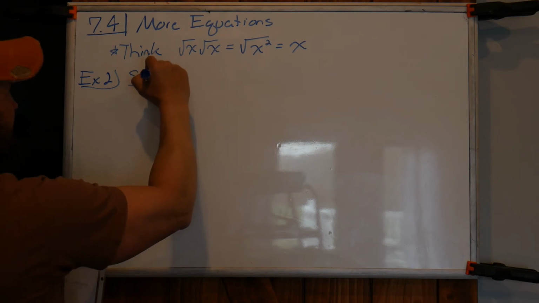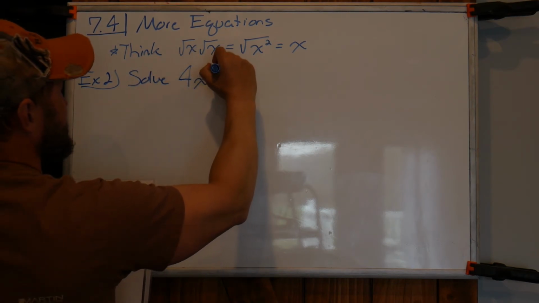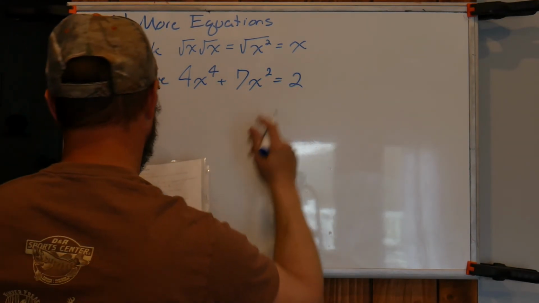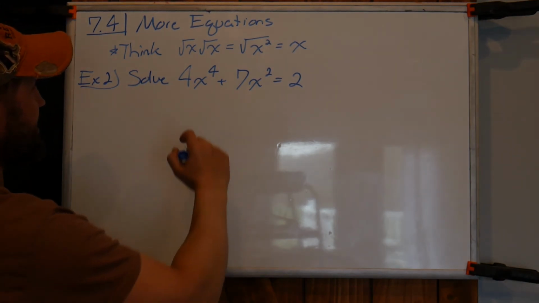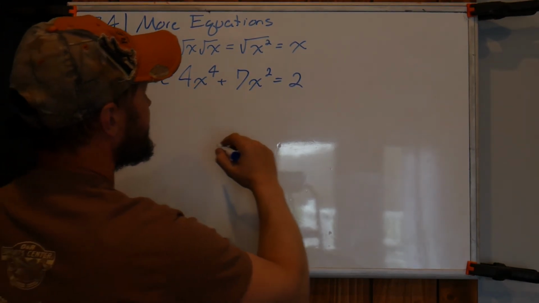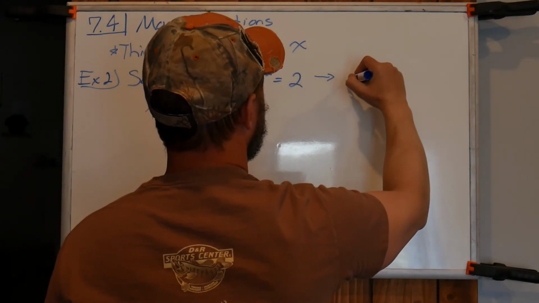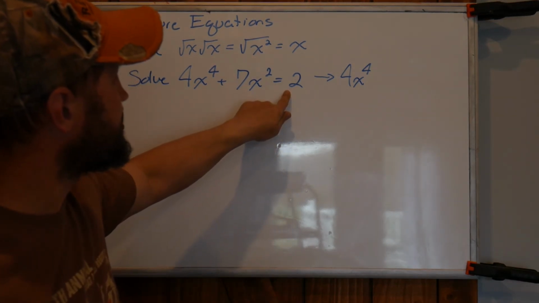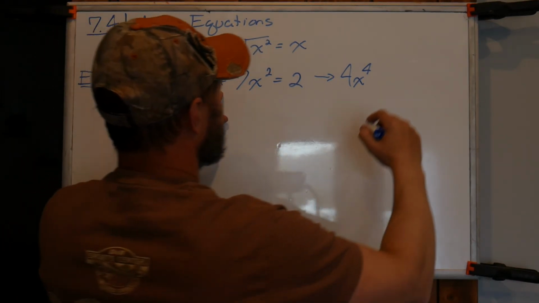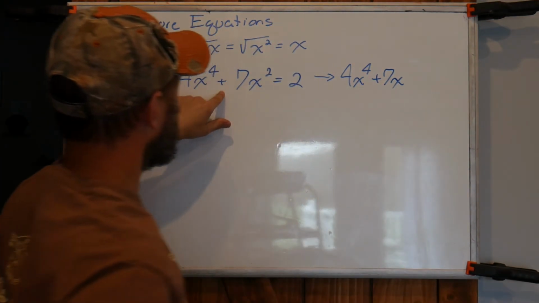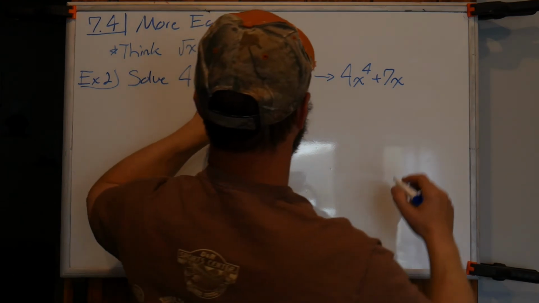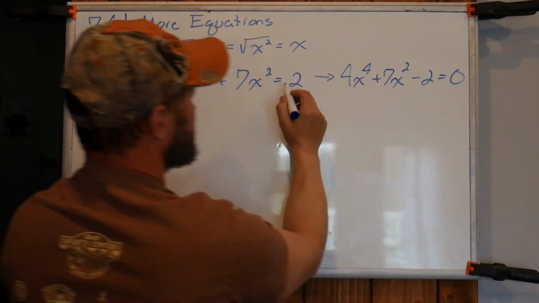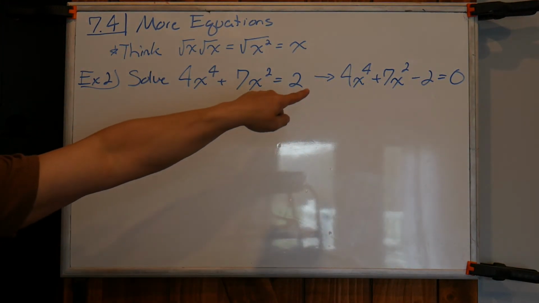We have solve 4x to the 4th plus 7x squared equals 2. So first off, what I am going to do, hopefully I don't run out of room, I'm going to move it over here. I have my 4x to the 4th. It says solve. I need to set equal to 0. It's equal to 2. I want a quadratic equation. So I am going to keep all my numbers together. I have 4x to the 4th, 7x squared, minus 2. I'm just moving the 2 over, equals 0. That's what I'm going to use.